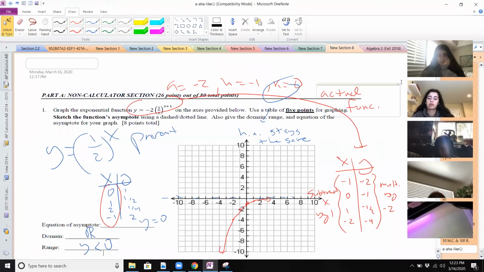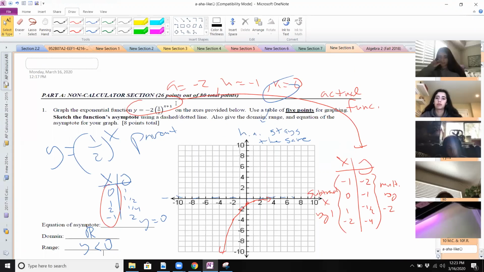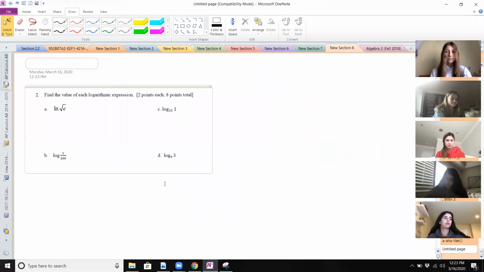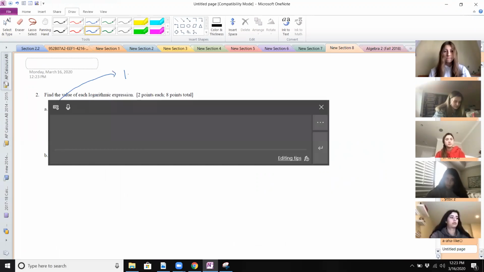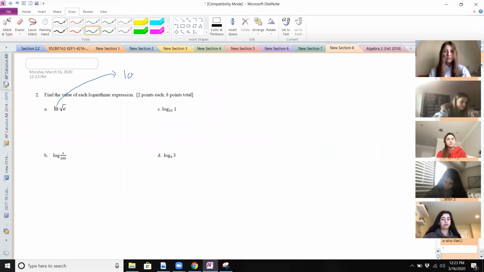So we'll now evaluate. Let's start with this one. Okay, so that's log base e of root e. Remember, ln is log base e.